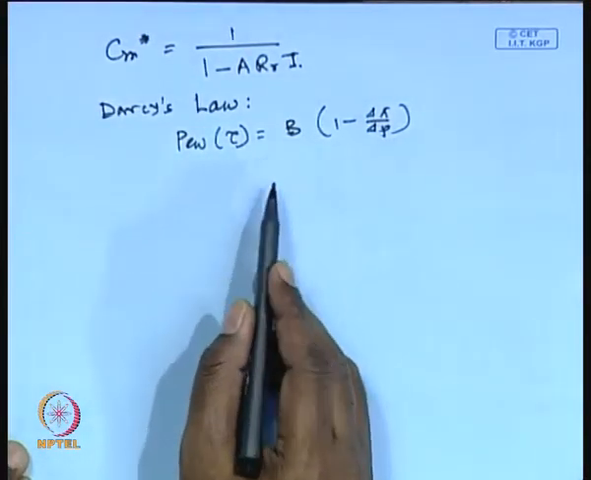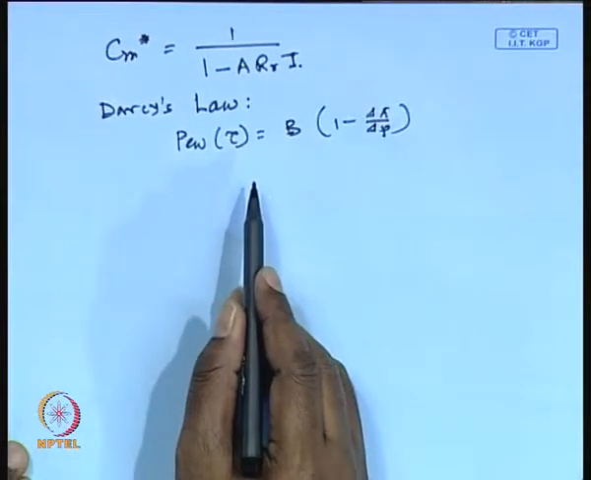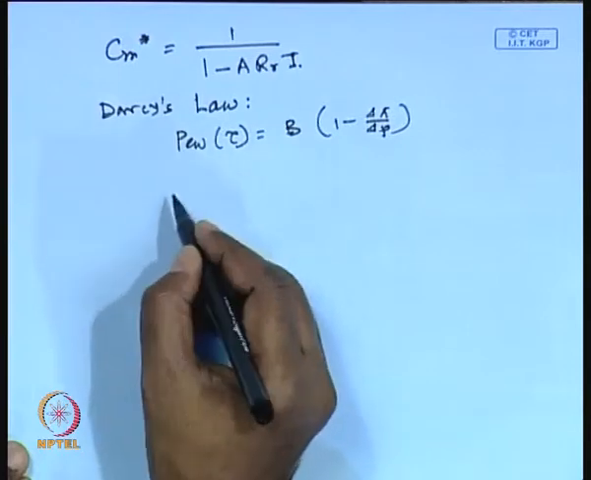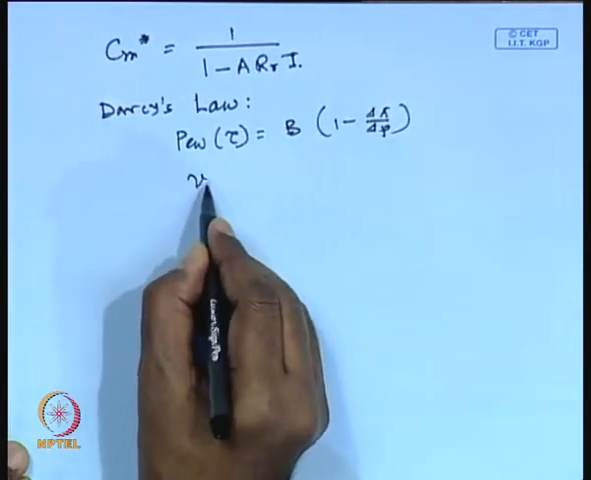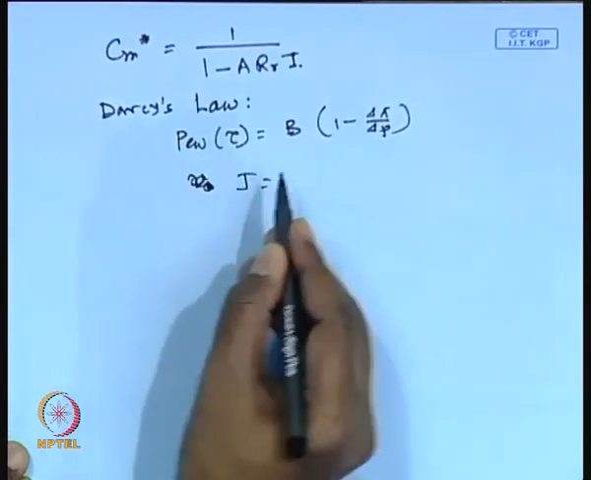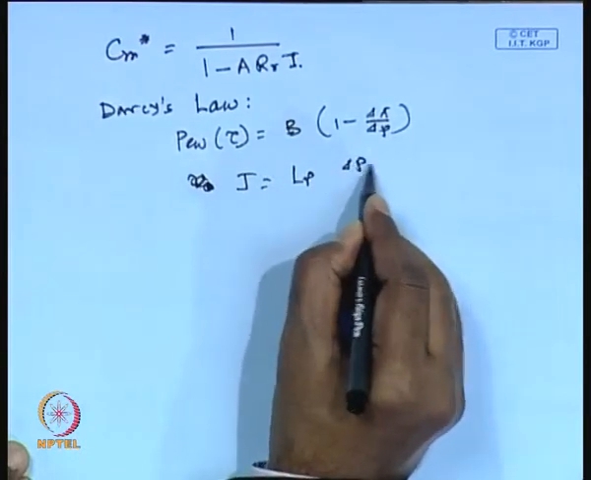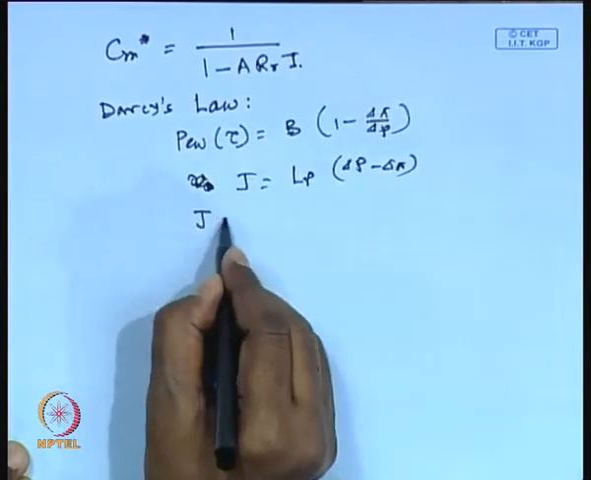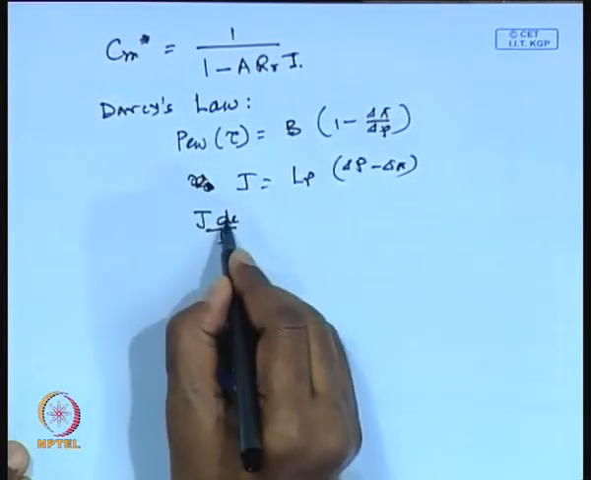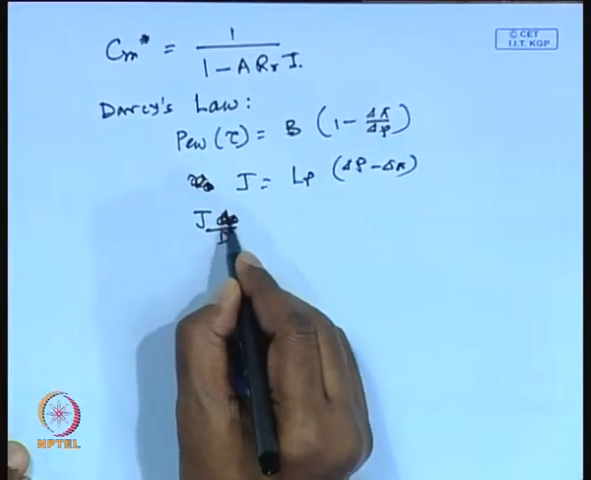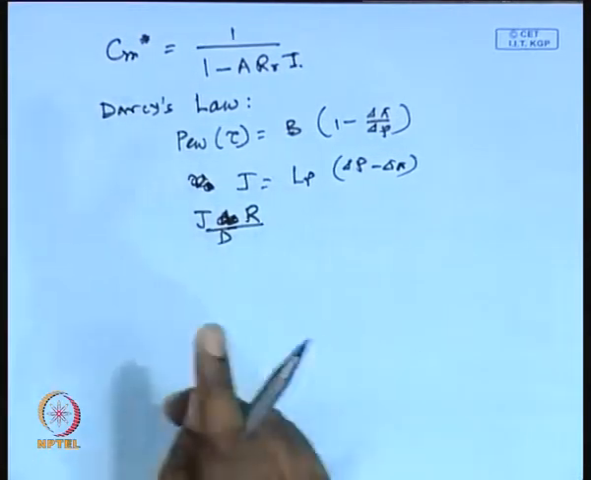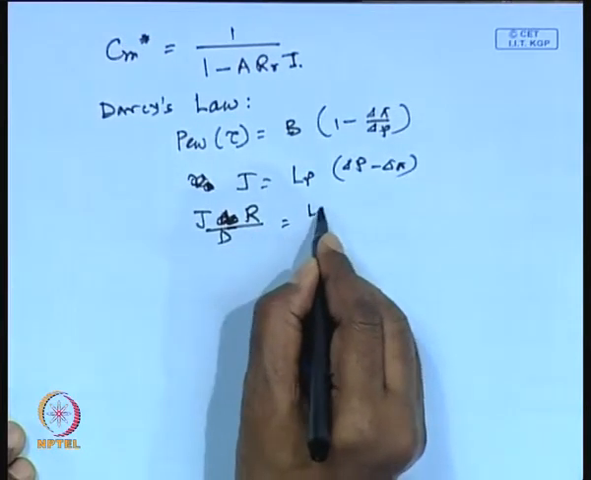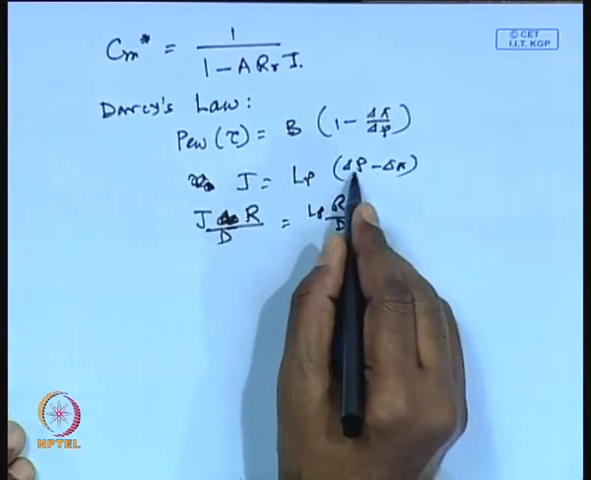How do you obtain this equation? This equation is obtained by the non-dimensionalization of Darcy's law. If you forget, I can do a couple of steps and you can refresh your memory. Darcy's law was nothing but J is equal to Lp times delta P minus delta pi, and you just make it non-dimensional, J d by d. In this case, d equivalent will be nothing but the radius of the cell, because it is an unstirred batch cell. So, it is a cylindrical cell with the inner radius r, let us say. So, Lp r by d, make it non-dimensional.